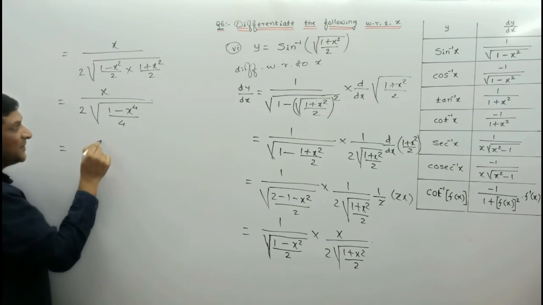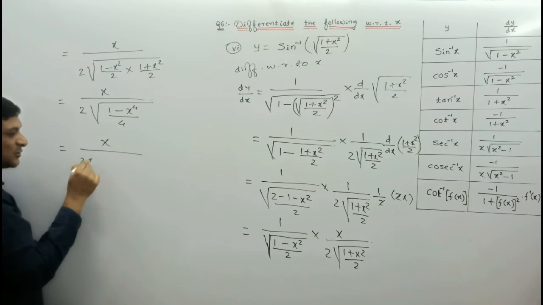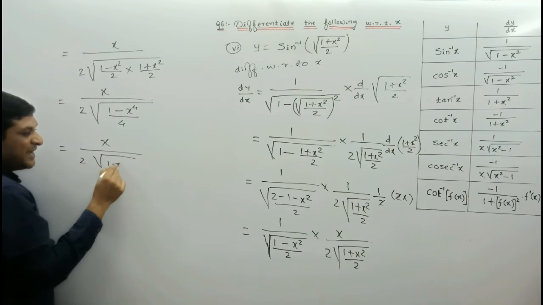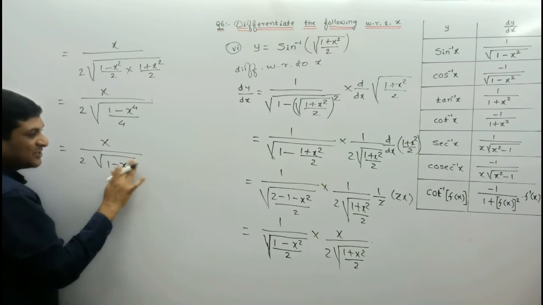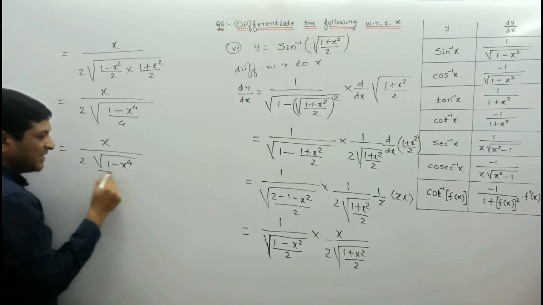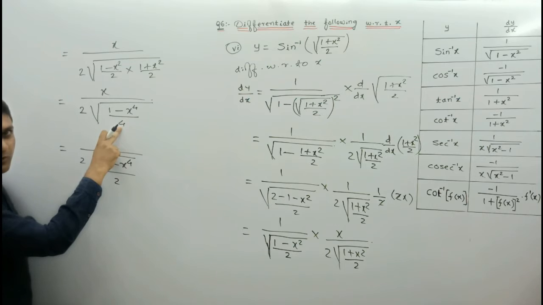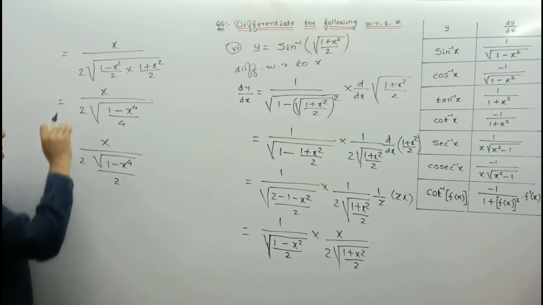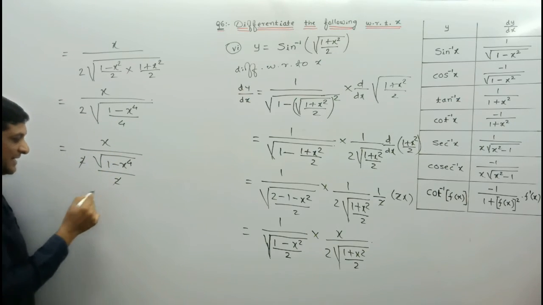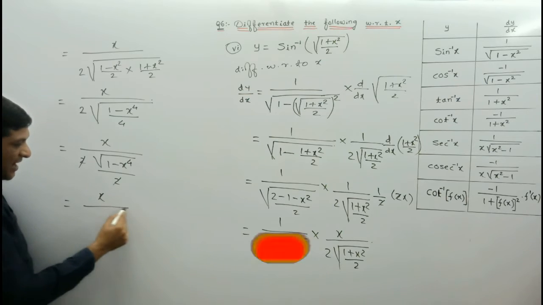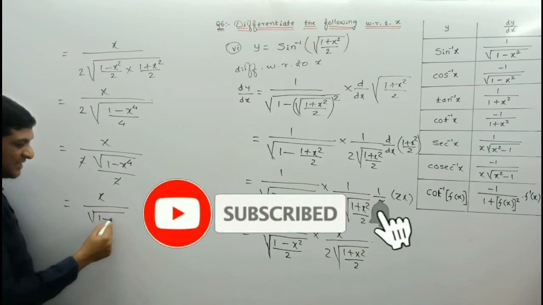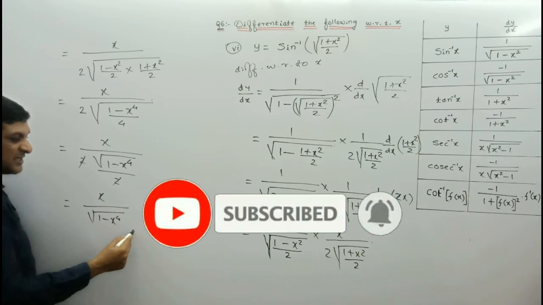So again let us simplify it. X, keep it as it is, this 2 also as it is, in the root 1 minus x raised to power 4 also as it is, and this 4 outside the root will become 2, means simply we are taking square root of 4, it will become 2. 2 and 2 will get cancelled. X upon under root 1 minus x raised to power 4 will be the simplified form.